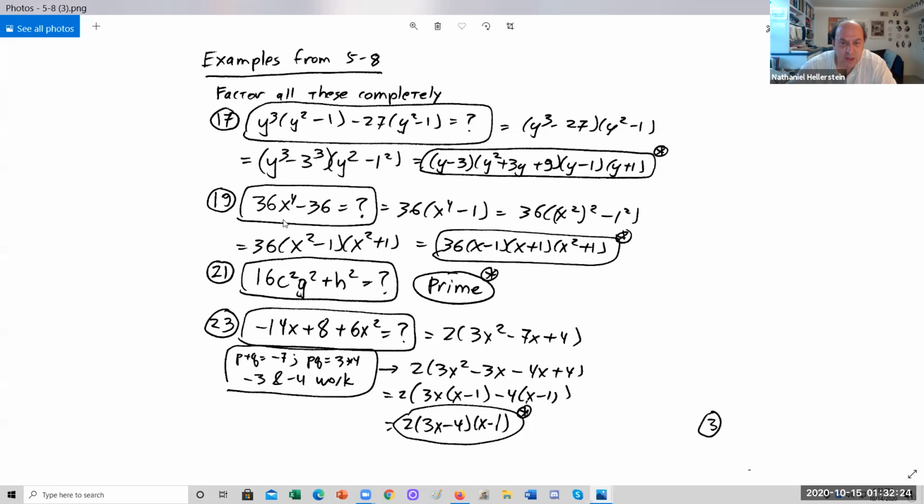Oh, I think we actually did this before. 36x to the fourth minus 36. Well, there's a common factor of 36. It's times x to the fourth minus 1. X to the fourth is the square of a square. 1 is 1 squared. So 36 times x squared minus 1 times x squared plus 1. This is also a difference of squares. So difference times sum. 36 times x minus 1 times x plus 1 times x squared plus 1.